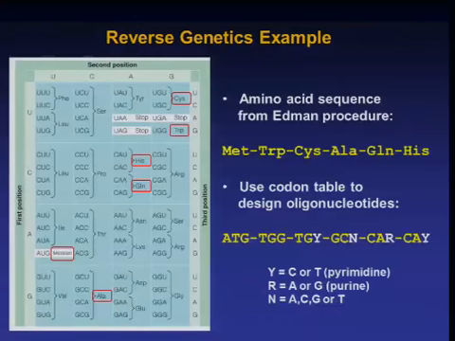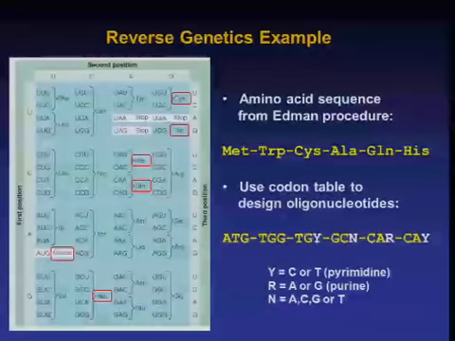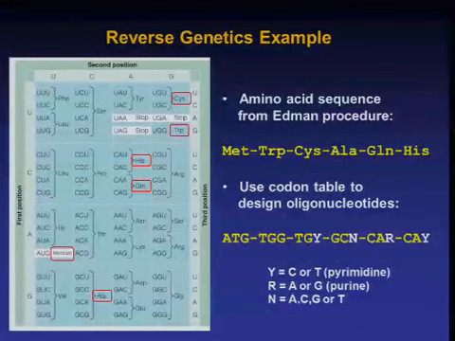Okay, so let's get an example. We've purified a protein, and we want to know who is it, what does the gene look like. So with the Edman procedure, let's say we go through and we get sequence for the first 6 amino acids just for the sake of demonstration. We'll then use that codon table and say, what are the oligonucleotides? What are the bases that would be in the DNA to give rise to that protein sequence?